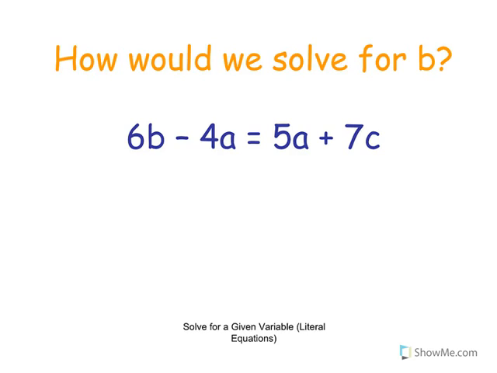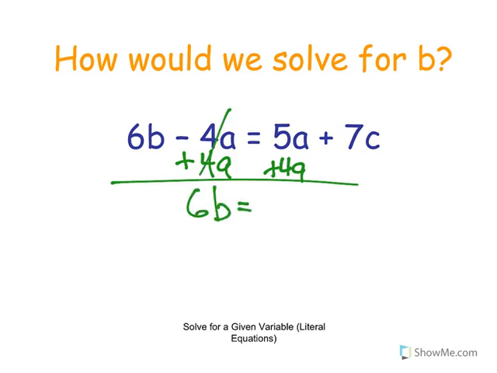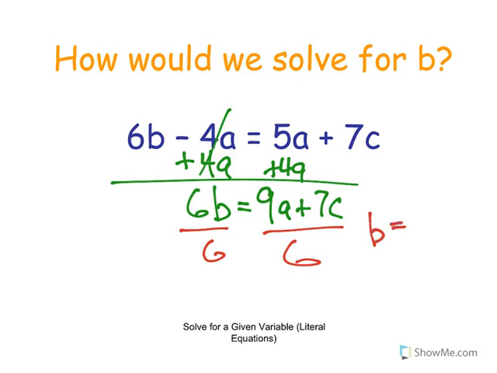All right, so let's take a look at this one, solve for b. Well, b is not by itself, right? It's not isolated. So I've got 6b is equal to 5a plus 4a is 9a plus 7c. I'll divide both sides by 6. So I'm going to get b is equal to 9a plus 7c divided by 6.